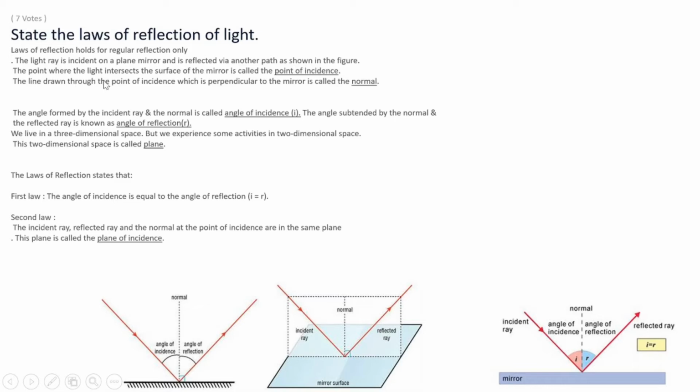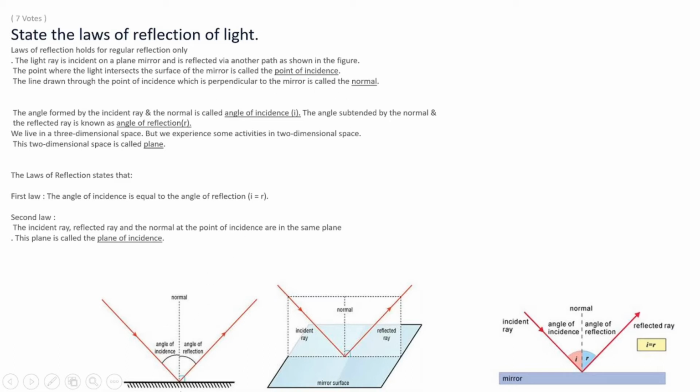The point where the light intersects the surface of the mirror is called the point of incidence. This is the surface, the mirror surface. The point at which the incident light meets the mirror is known as the point of incidence. The line drawn at the point of incidence, perpendicular to the mirror, is called the normal.